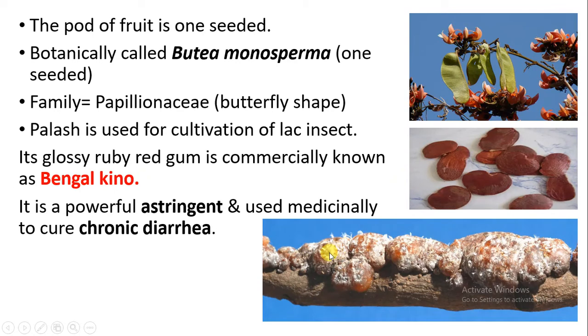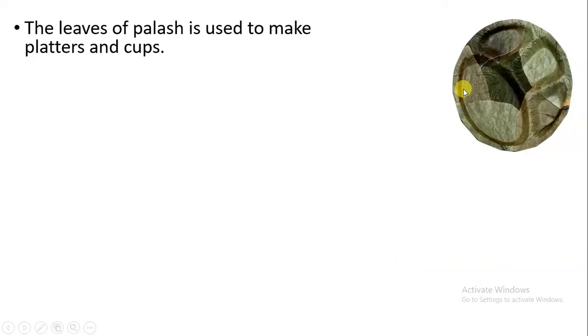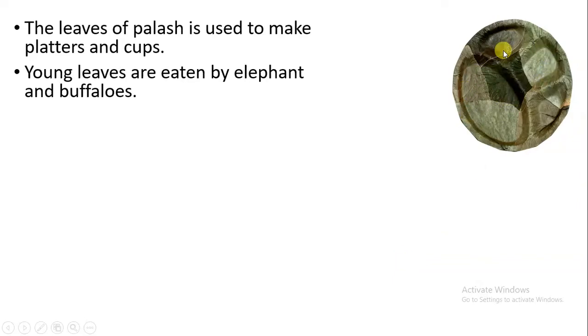The glossy ruby red gum is commercially known as Bengal kino, and it is a powerful astringent. An astringent is a kind of liquid which helps in contraction of the skin cells, and it is also used in medicines to cure chronic diarrhea. Palash leaves are used to make platters and cups, as you must have seen, and the young leaves are eaten by elephants and buffaloes.